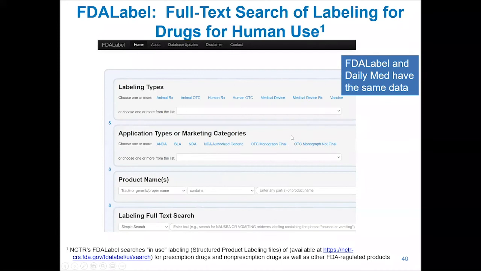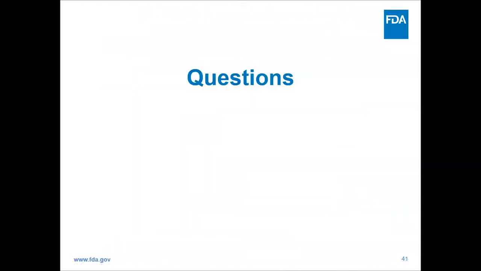By the way, this contains nearly 150,000 structured product labeling files. It's a little broader than human prescription drugs. It's got animal non-prescription drugs and over-the-counter drugs for animals, cosmetics, medical devices, dietary supplements, homeopathics. But you can filter that out if you're looking for only human prescription drugs. So let me stop there.